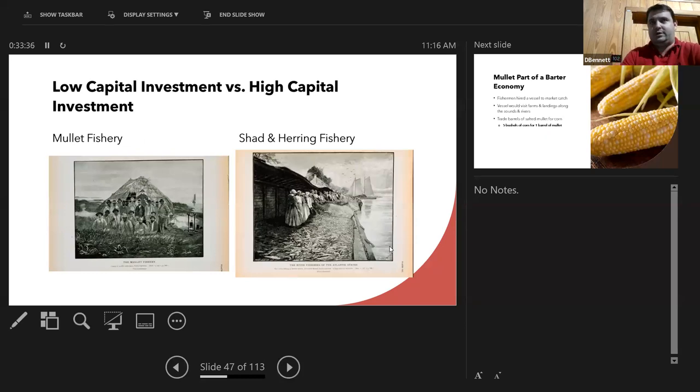And then also just a good illustration, you've got a very small temporary fishery, reed huts, compared to large fisheries that are permanent structures on the Albemarle Sound. And a mullet seine could be a couple hundred yards in length. A shad or herring seine on the Albemarle could be 2 miles in length. So some pretty big differences there.